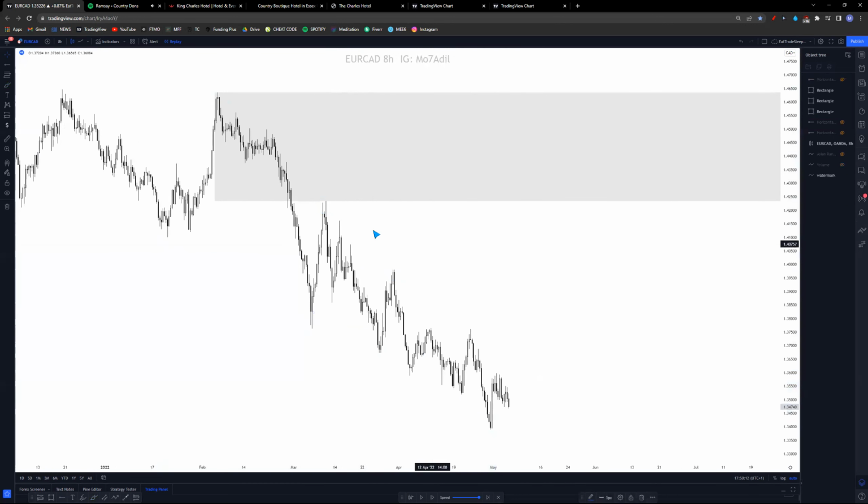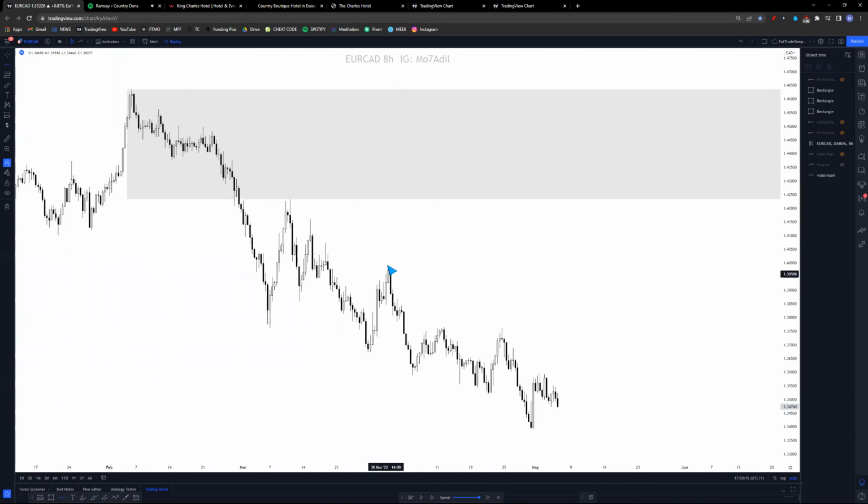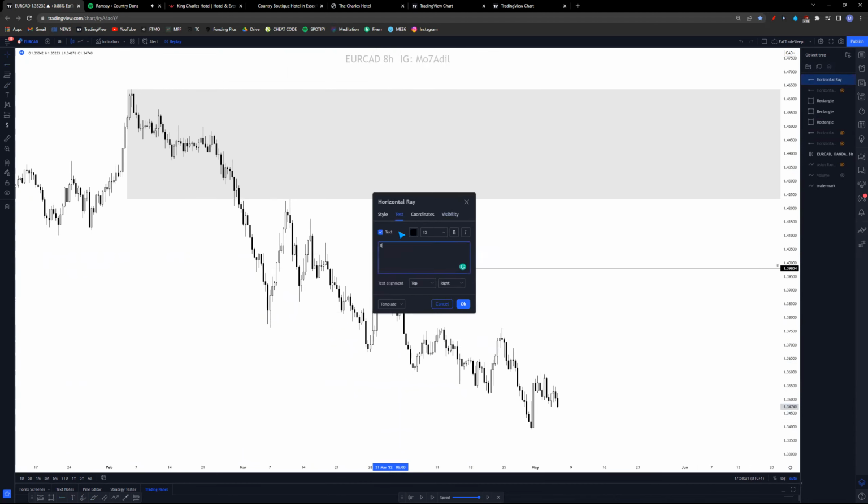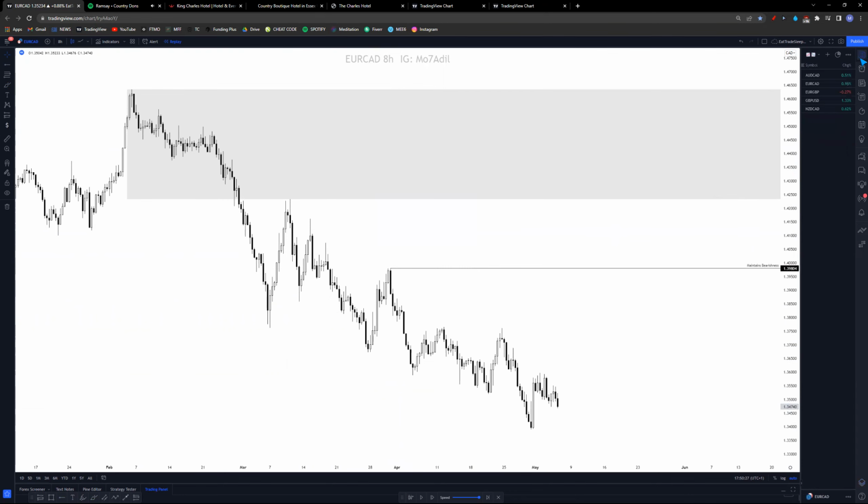What was it? It was this high, right? This is the high that maintains structure, bearish structure. So it maintains bearishness. So we can start looking for supply zones.